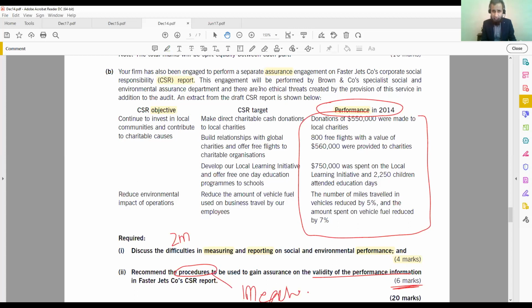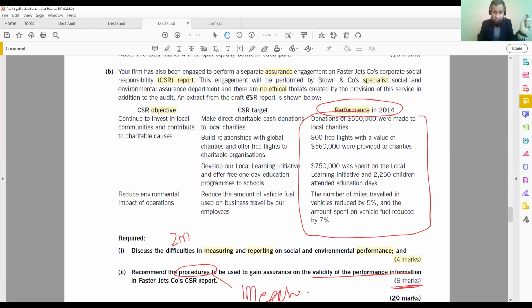Examiner is saying there is no ethical threat, so that's fine. And even examiner is not raising any question on ethical and professional issues here. They have a specialist department, so do they have competence? Yes, they have competence, right? And do they have any ethical problems? No, they have no ethical problems. So no ethical issues, no professional issues.